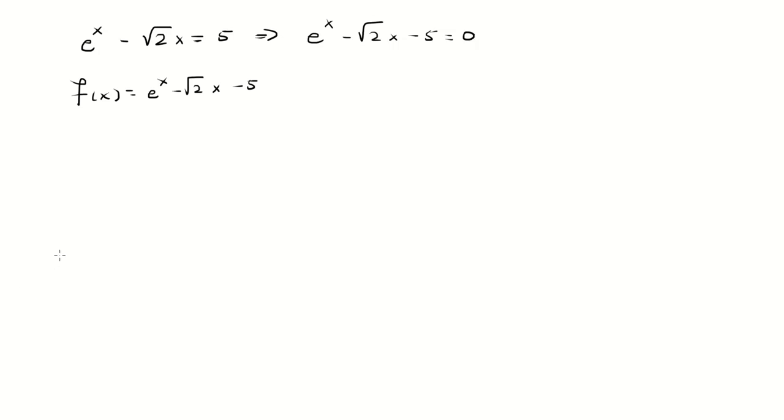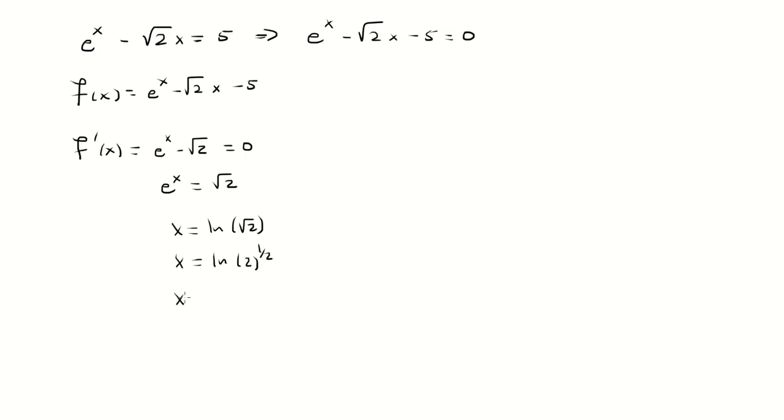So for this, we want to take the derivative. The derivative of e to the x is e to the x. Negative root 2x is just negative root 2. And we're going to set this equal to 0. And so add the root 2 and take the natural log of both sides to get that x is equal to natural log of 2 root 2. Which, if you want, you can say that's ln of 2 to the 1/2, which is just 1/2 ln of 2. So that's going to be our critical point.